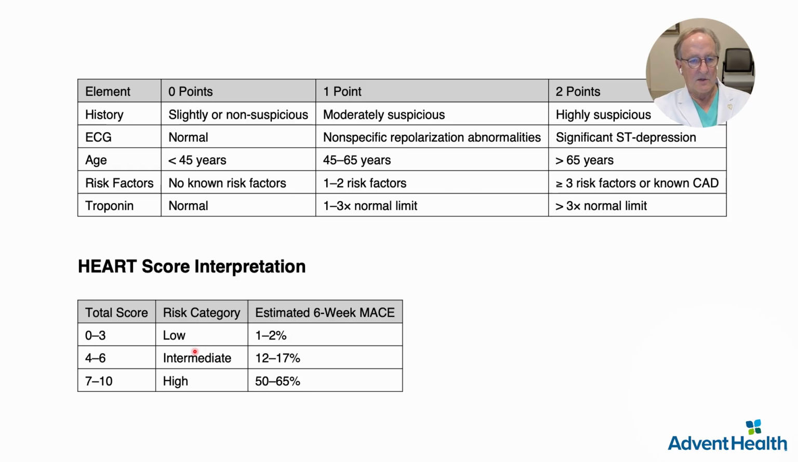So this is the group really where decision points are not clear. If you're high risk, you're going to get a cardiology consult and probably go to angiography or angiographic testing of some type. Low risk generally can be evaluated as an outpatient.